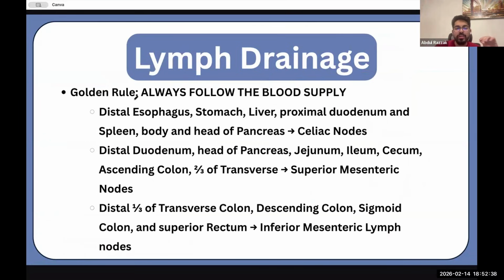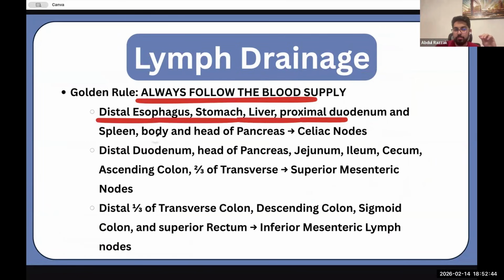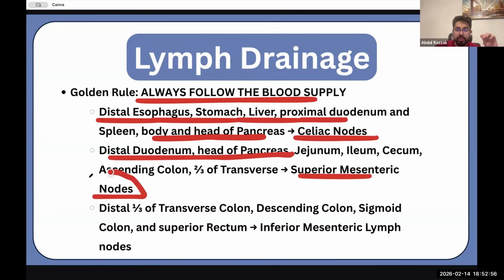Lymph drainage always follows the blood supply. For the sake of time, I'm just going to read. Distal esophagus, stomach, liver, proximal duodenum, spleen, and body of the head of the pancreas drain to the celiac nodes, just like the blood supply, because all of these are supplied by the celiac trunk. All of these are supplied by the superior mesenteric artery. They're going to be draining toward the superior mesenteric lymph nodes.